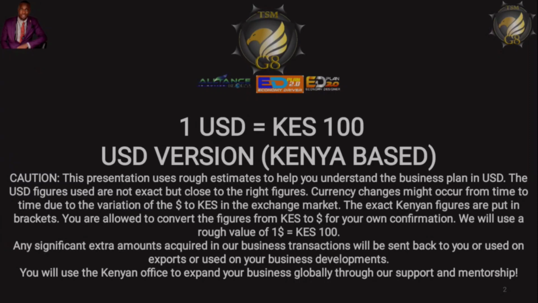So the instruction says that this presentation uses rough estimates to help you understand the business plan in US dollars. The US dollar figures used are not exact but close to the right figures. Currency changes might occur from time to time due to the variation of the USD to Kenyan shillings in the exchange market. The exact Kenyan figures are put in brackets. You are allowed to convert the figures from Kenyan shillings to US dollars for your own confirmation. We will use rough figures of $1 equals 100 Kenyan shillings.